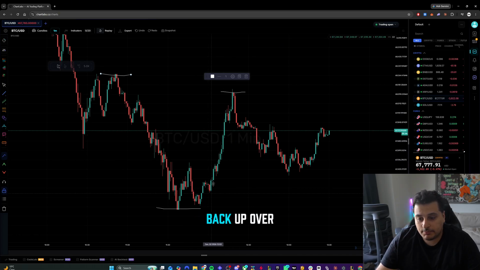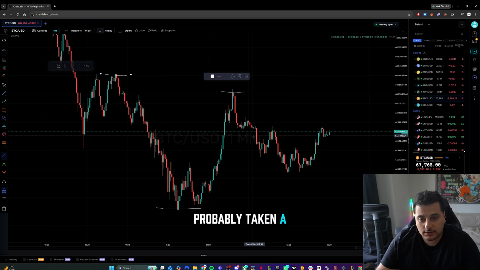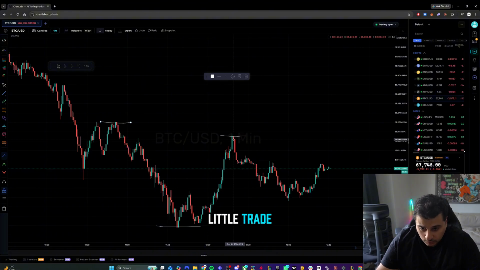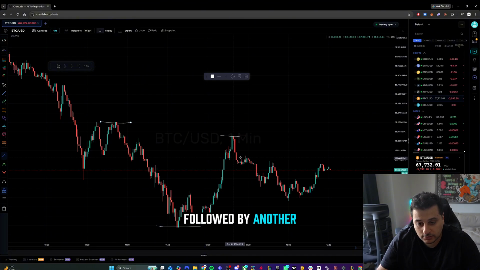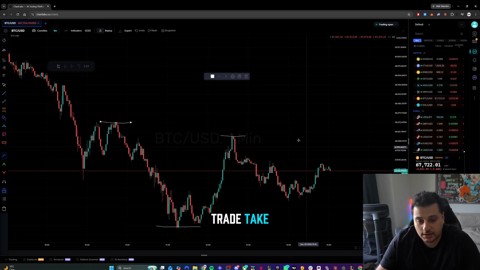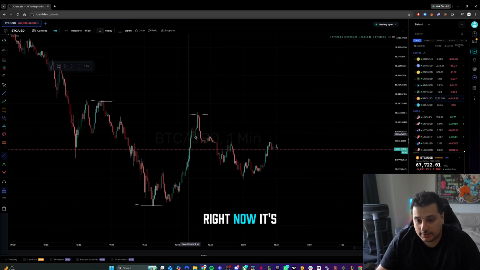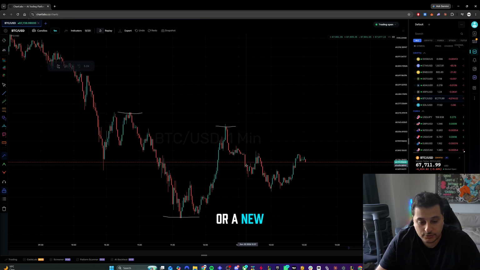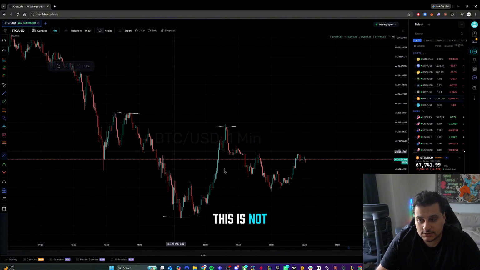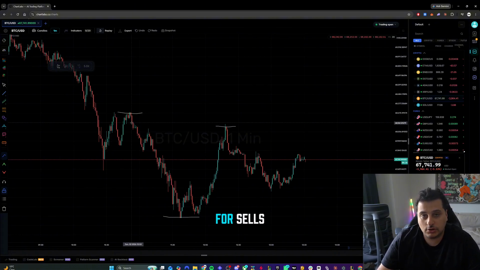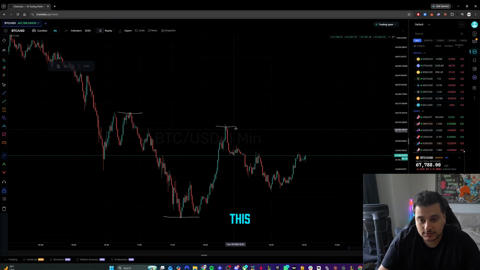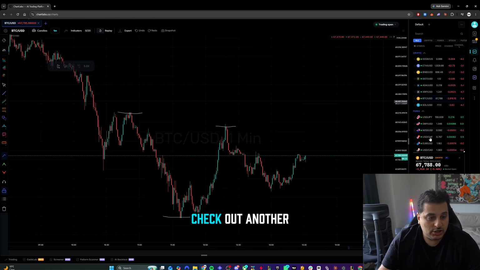We can see the price went back up over here. We could have probably taken a trade over here. For example, let's say we got that little trade. We saw a big engulfing candle right here, followed by another momentum right there. This could have been a good trade if we were looking for sells at this moment. Right now, it's too late to take any trades, obviously. So we're just going to let it play out and see if we can form a new high or a new low, and then try to enter a trade then, if that makes sense, guys. Because right now this is not a bullish momentum, we're not looking for buys. We're only looking for sells. And it looks like it's already too late for a sell because it's already been way past this little high over here that we saw.